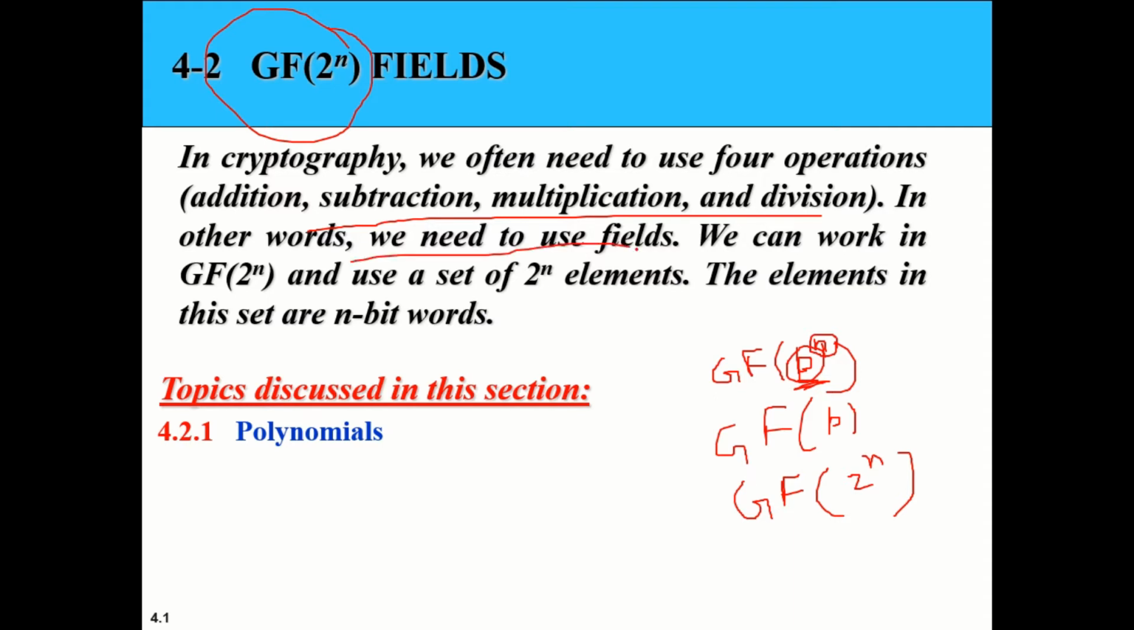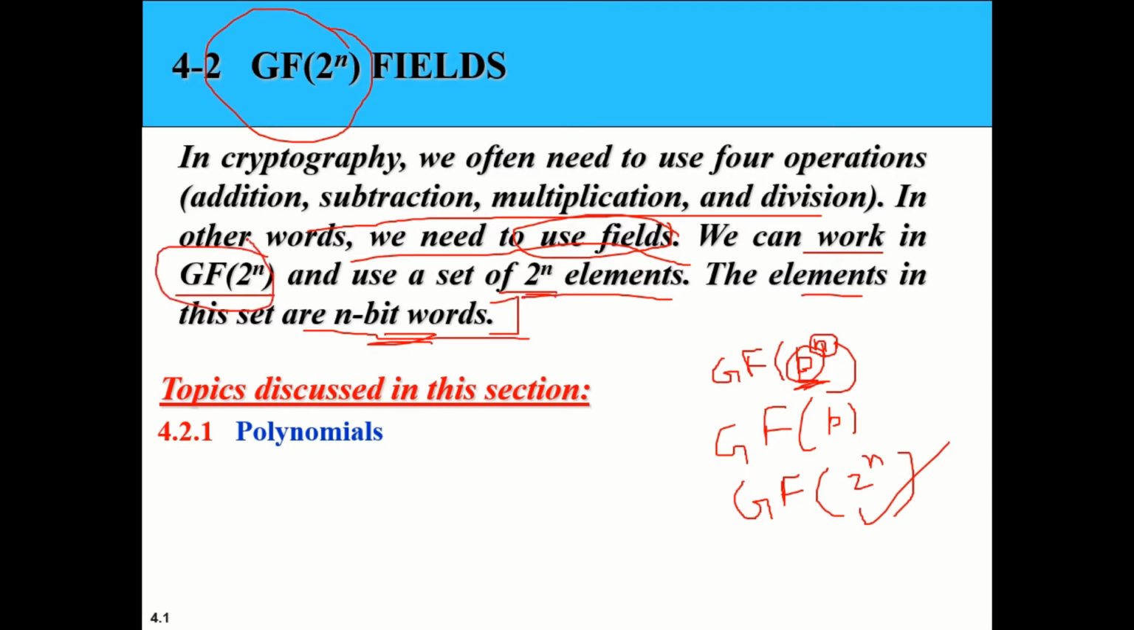So we need to use fields in cryptography because they are preferred, so that we can work in GF(2^n). This set which I was talking about uses a set of 2^n elements, and the elements in this set are n-bit words. Now what are these n-bit words? I'll tell you later how we create these words out of these elements in this particular field.